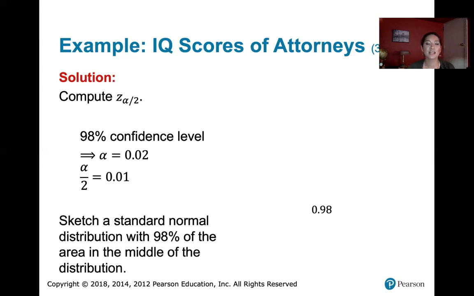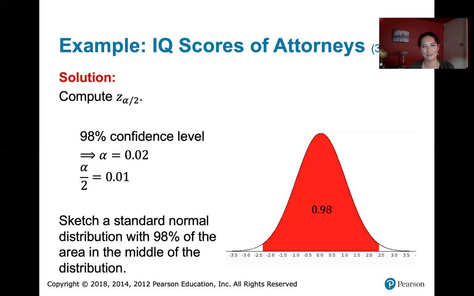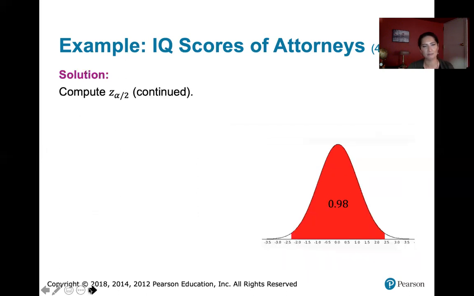Now we want to sketch a standard normal distribution with 98% of the area in the middle. And that's where that 98 came from. That was supposed to be with this image of the standard normal distribution. Okay, so we're trying to find this z-score over here that separates that top 1% of the area from that bottom 99% of the area.